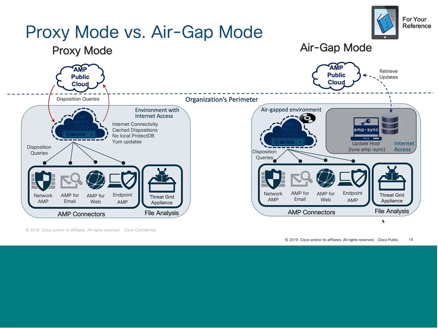Now, this is a fairly standard update methodology within an air-gapped environment, but it does lead to problems when our AMP database is as large as it is and grows as quickly as it does.